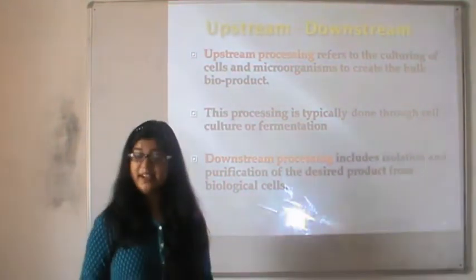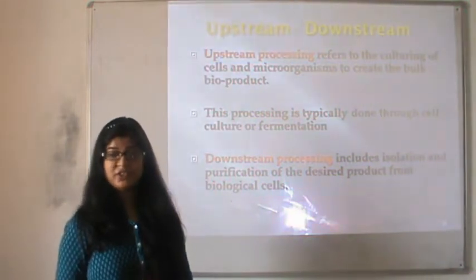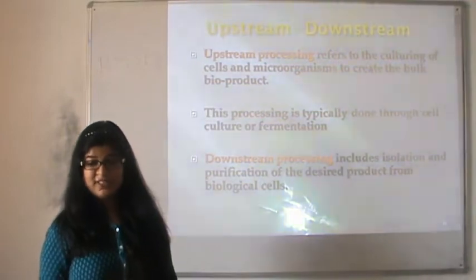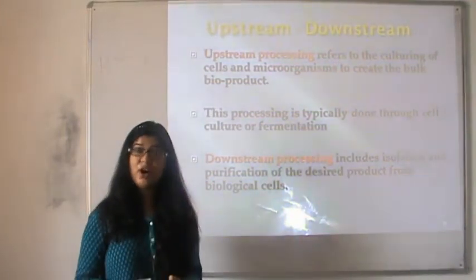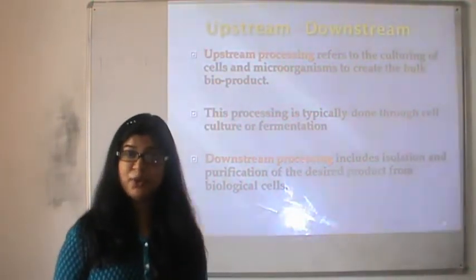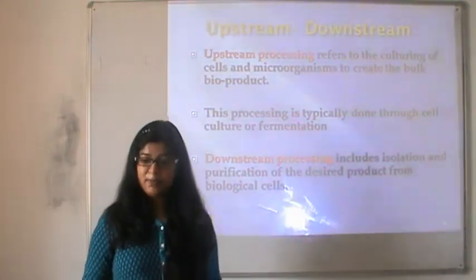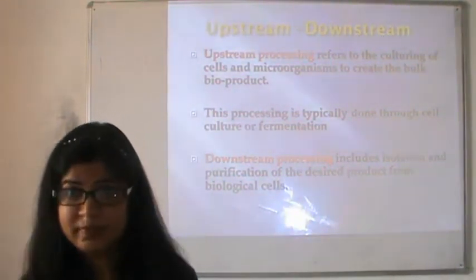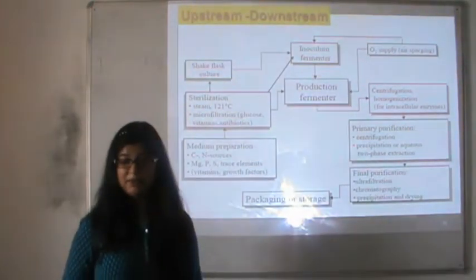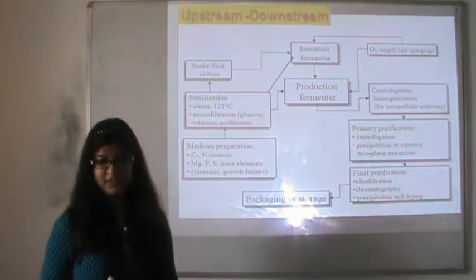As I have shown in the slide, upstream processing refers to the culturing of cells and microorganisms to create the bulk of bioproduct. This process is done through culture or fermentation. And downstream process includes isolation, purification, and getting the desired product from biological cells. Now, this is the flow diagram for upstream and downstream processes.